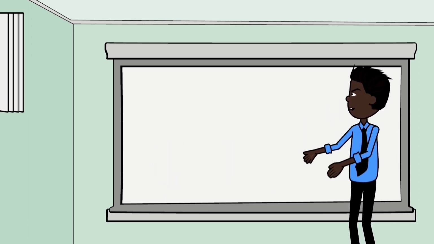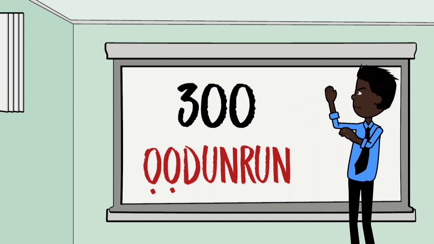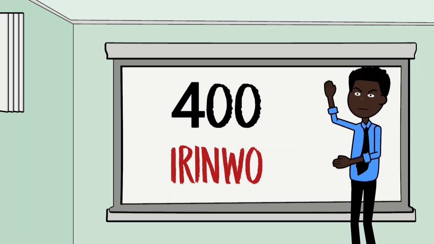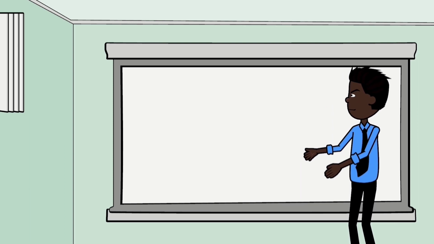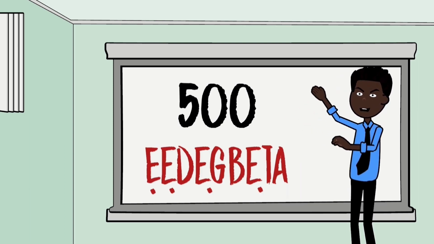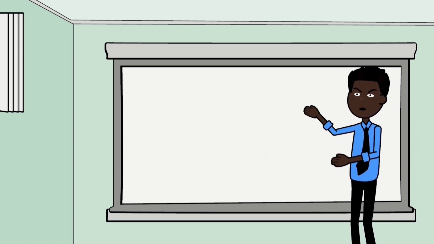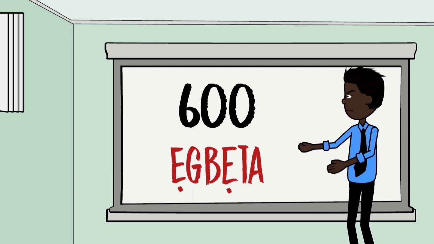200, Igba. 300, Ọ̀ọ́dúnrún. 400, Irinwó. 500, Ẹ̀ẹ́dẹ́gbẹ̀ta. 600, Ẹgbẹ̀ta.